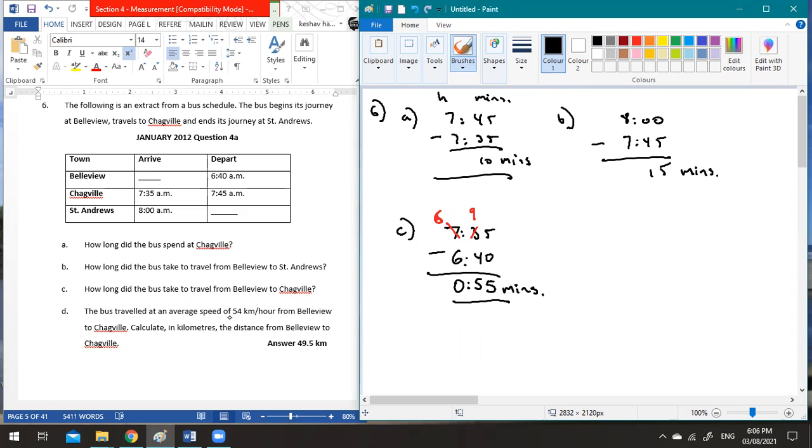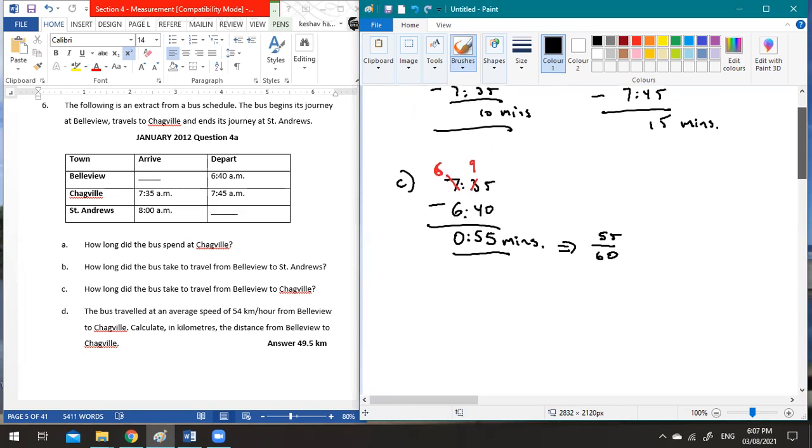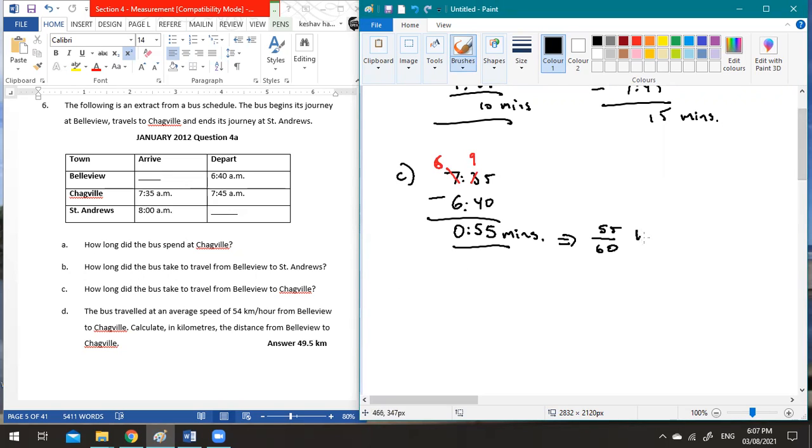The bus traveled at an average speed of 54 kilometers an hour from Bellevue to Sharpeville. Calculate in kilometers the distance from Bellevue to Sharpeville. Now, from Bellevue to Sharpeville, it took 55 minutes. Now, remember, 55 minutes, and they give us the speed in hours, so we have to convert it to 55 over 60. We could simplify it, but we don't have to because we're using a calculator. So this will be 55 over 60 hours.